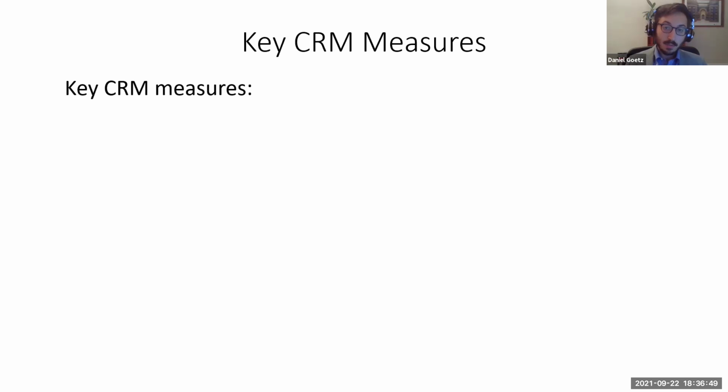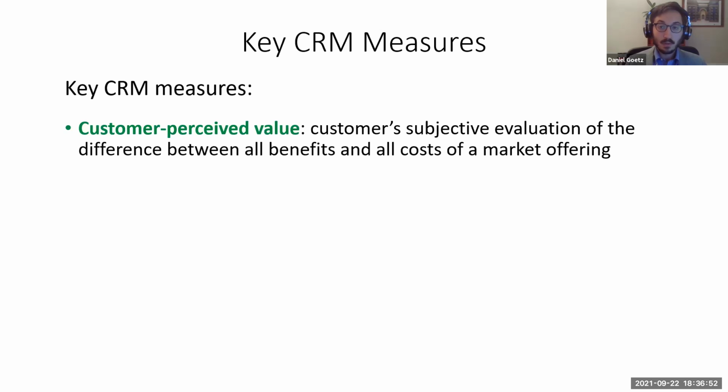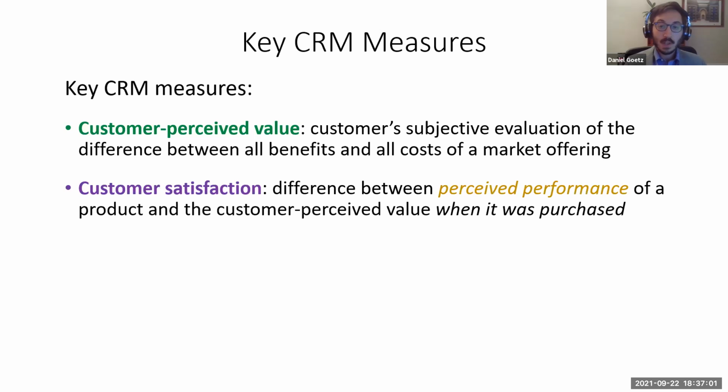Now, the key customer relationship management measures when we're thinking about customer perceived value: we have this subjective evaluation of the difference between the benefits and costs of a particular offering. And we also have this idea of customer satisfaction. Customer satisfaction is the difference between the perceived performance of a product and the customer perceived value at the time of purchase. At time of purchase, you perceive the value to be something, and you buy it. Your satisfaction is going to be the difference between your perceived performance once you've actually used it and the perceived value at the moment you bought it.